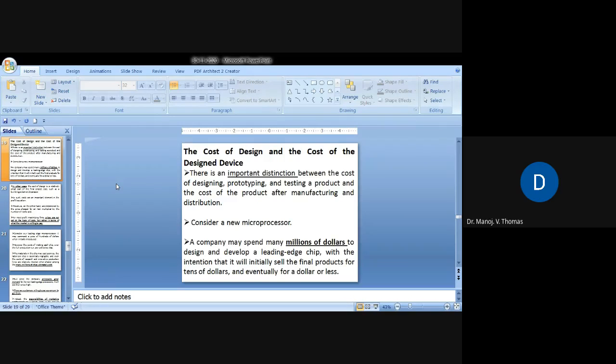Another term is the cost of the design and the cost of the designed device. So what is the difference between these two terms? Cost of design and the cost of the designed device. There is an important distinction between the cost of designing, prototyping, and testing a product and the cost of the product after manufacturing. So cost of design is before manufacturing, and cost of the device is after manufacturing.